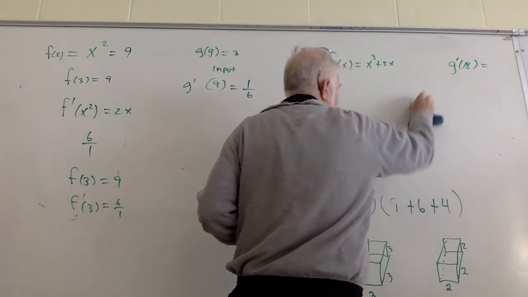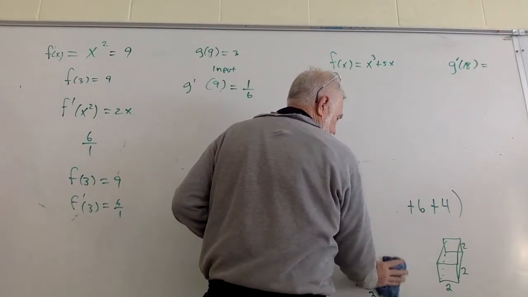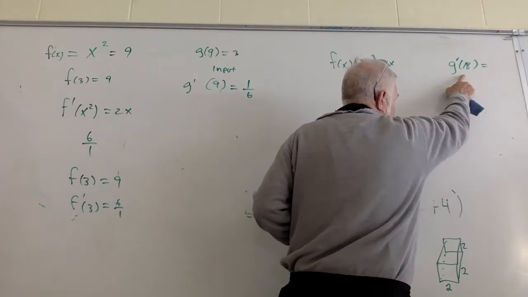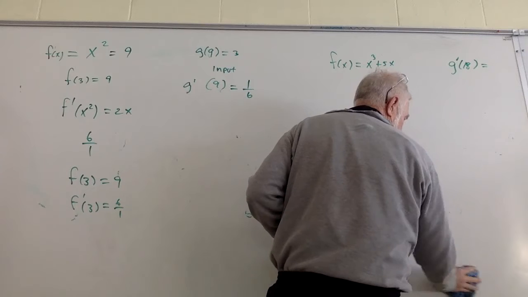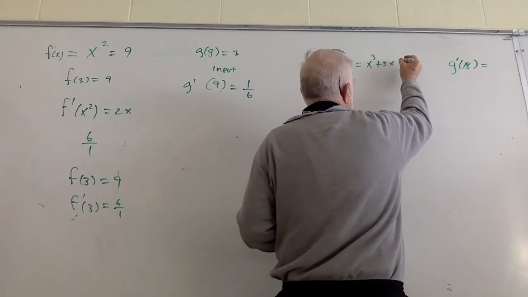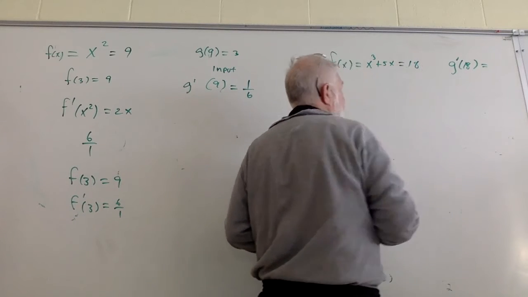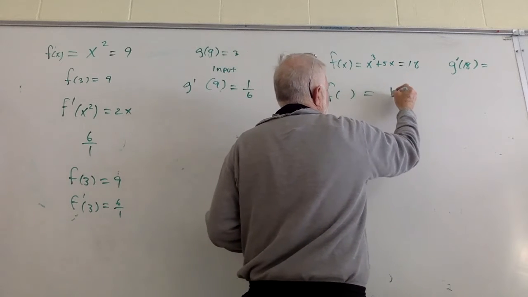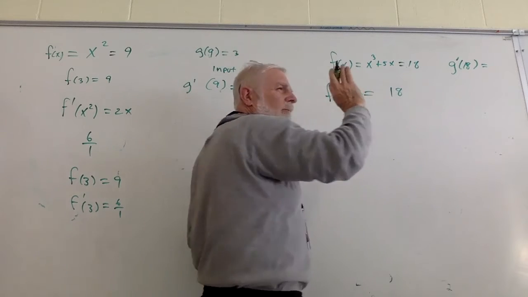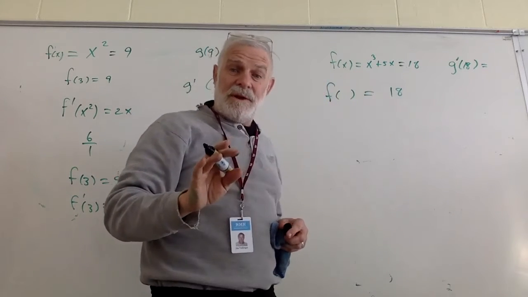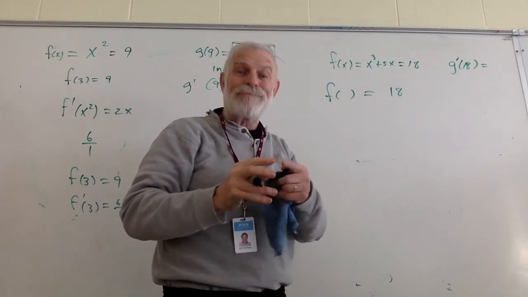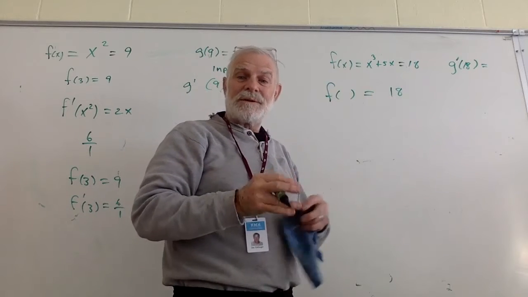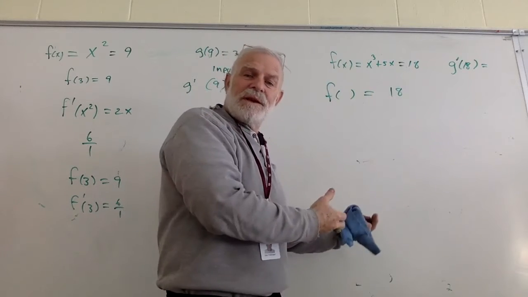All right, so here we are. I'm trying to find g prime of 18. That's the input over here, which means it's the output over here. Now, what number gets us 18? And these are not going to be done with algebra. These are going to be done with counting on your fingers. These types of problems, just counting on your fingers to see the relationship.